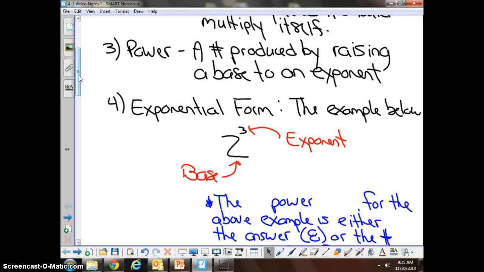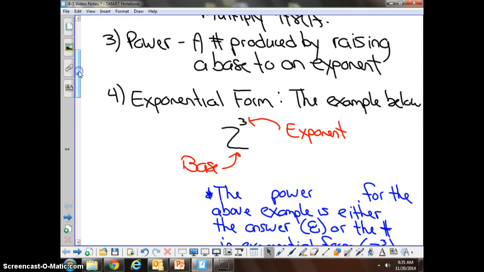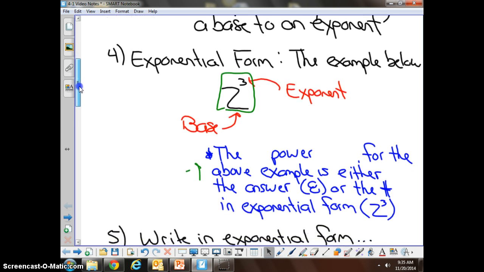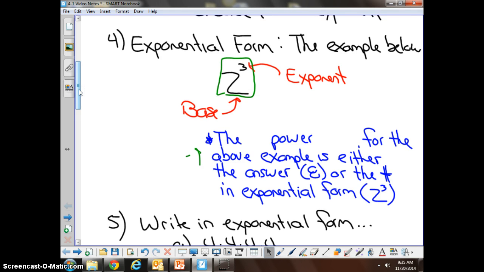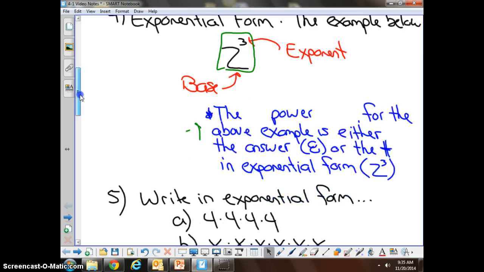So it's the number produced by raising a base to an exponent, or it could actually be a number in exponential form like 2 to the third. And the blue down here explains that a little bit further. And the last one is exponential form, which would be the example below. 2 to the power of 3 would be something in exponential form.